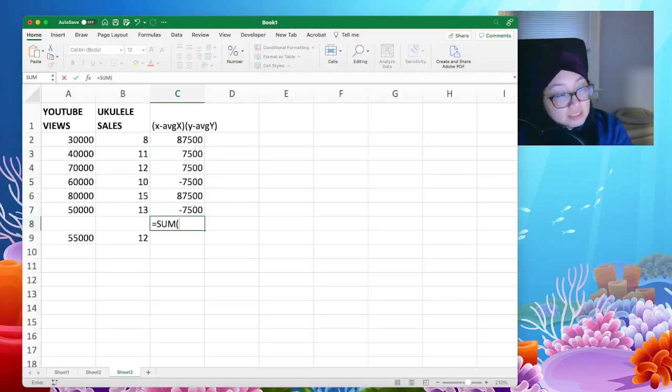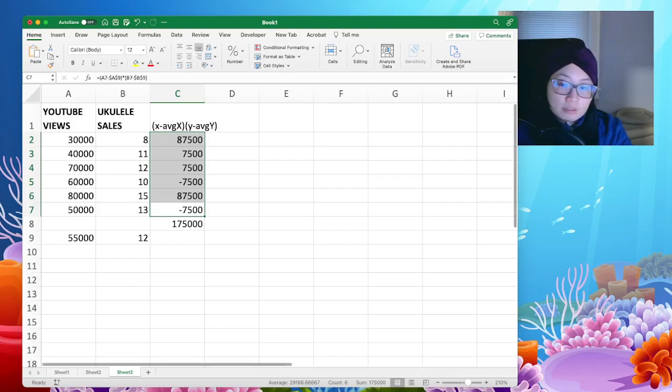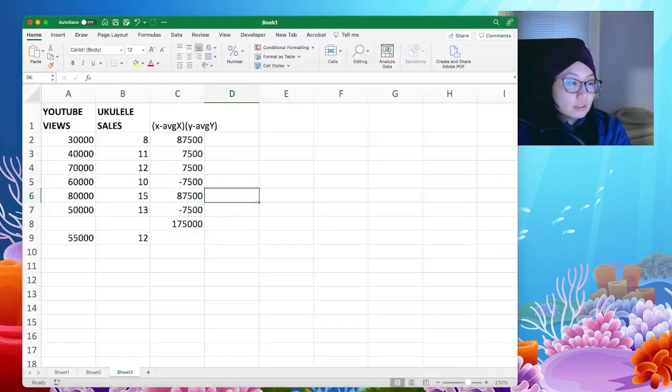So here, instead of average, I'm interested in the sum, because remember the sigma symbol is the sum. So I want the sum of all these values, which is going to be equal to 175,000. If you were to click and drag and view at the very bottom of the screen, you will also see that it will give you the sum of those values. Now, the next thing we want to calculate is the denominator.